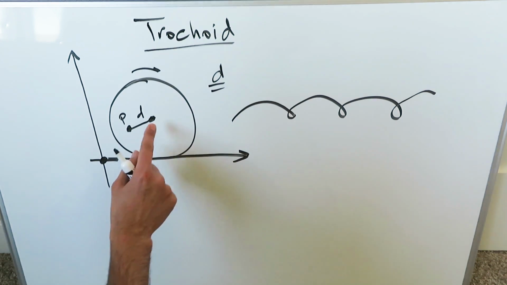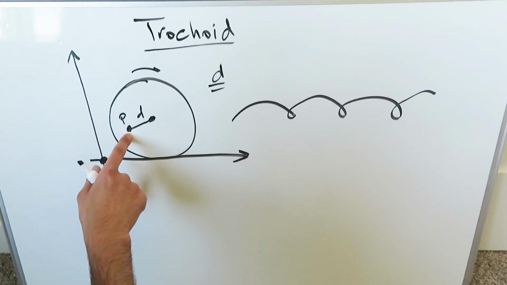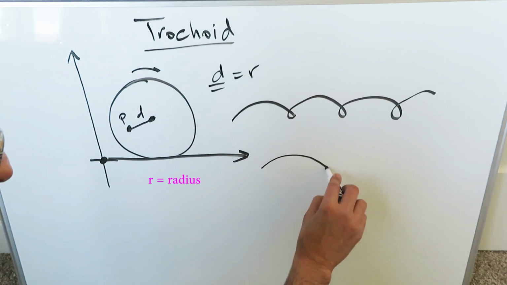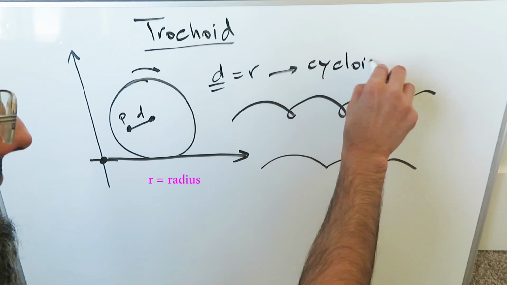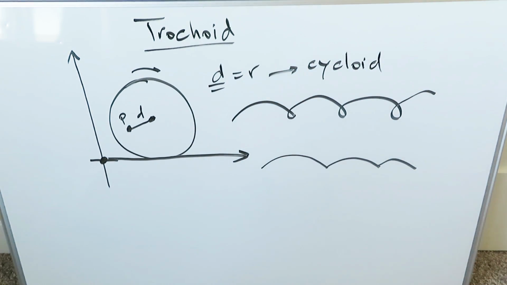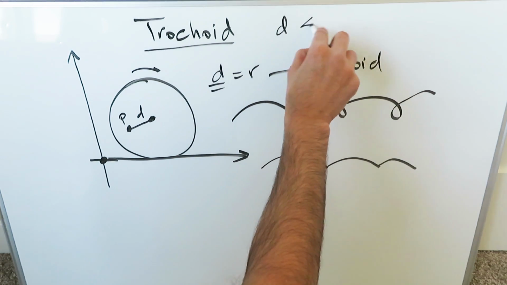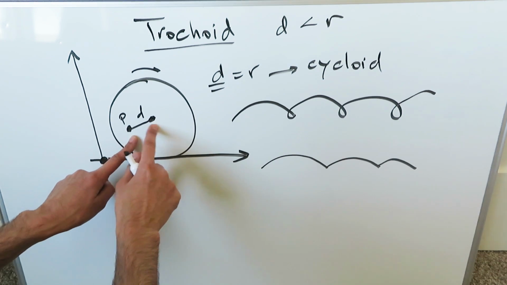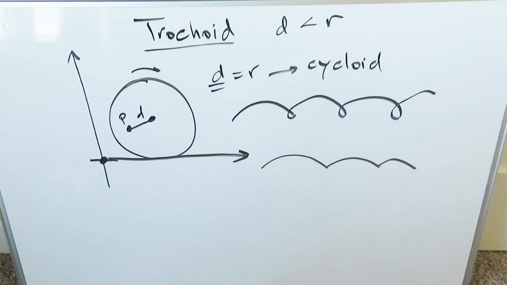If this dimension d, which is a certain number of units to this point P which traces, were equal to r, then the tracing would be more representative of a cycloid. Then the trochoid becomes a cycloid. But in this particular video, we're focusing on the fact that d should be less than the radius. The distance from the center to the tracing point P must be less than the radius for this video.